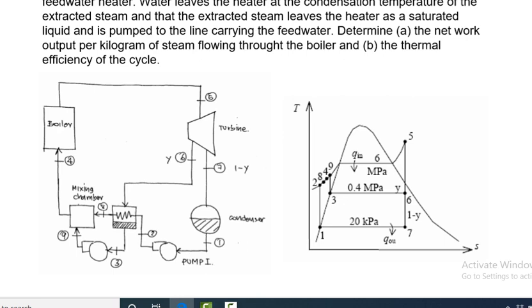You have to find out the enthalpy and entropy of each one, and then determine work input, work output, heat rejected, heat added, from the pressure and temperature. To solve this numerical, you should know how to use the steam table, because from the steam table you are getting the values.